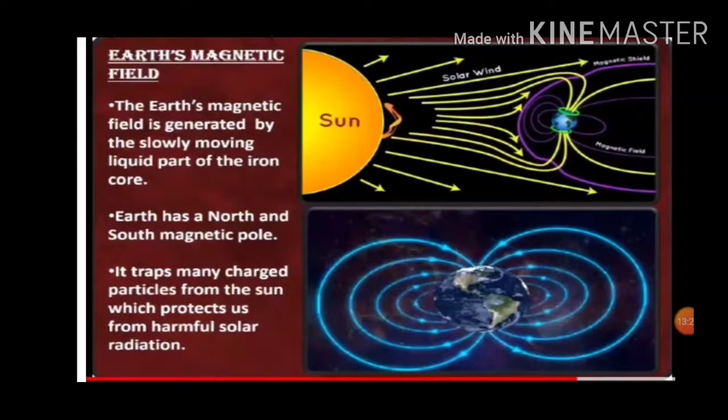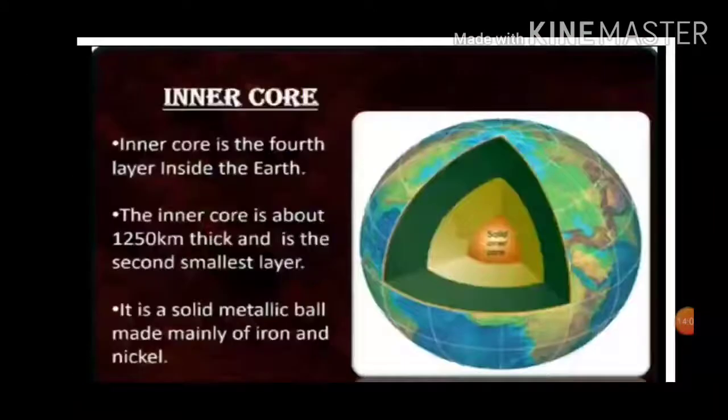Now the magnetic field thus developed around the earth is called the magnetosphere. What is it called? Magnetosphere, and this is the fifth and an important sphere of the earth. Very important, students. The earth's magnetic field is generated by the slowly moving liquid part of the iron core. Now earth has a north pole and a south magnetic pole. It traps many charged particles from the sun, which protects us from harmful solar radiations. Very important.